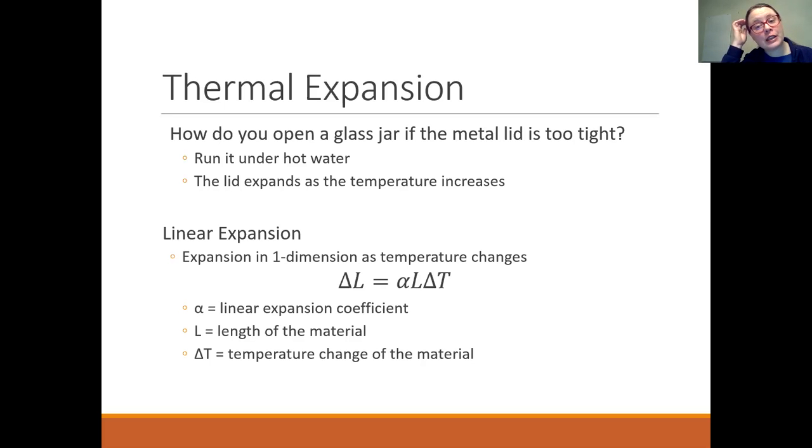Now, the formula for linear expansion looks complicated, but it's really, really easy. You're only going to multiply or you're going to divide. So it's a really easy formula to work with. The formula for linear expansion in one dimension: if you want to find out what the change of length is when you heat something up, so let's say it's a steel rod and I want to know the change in length, the change of length is going to be equal to alpha, and alpha is a linear coefficient. We're going to get that information from a table.